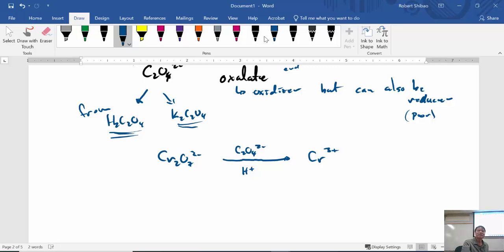All right, so this is step one. If you read the instructions, it says to slowly add the oxalic acid. Oxalic acid is a solid. We're going to use that to slowly add the oxalic acid. Why? Why not just dump it all in at once?